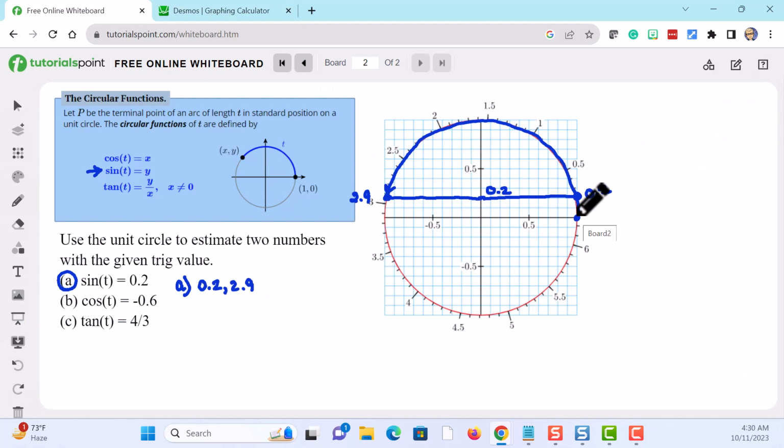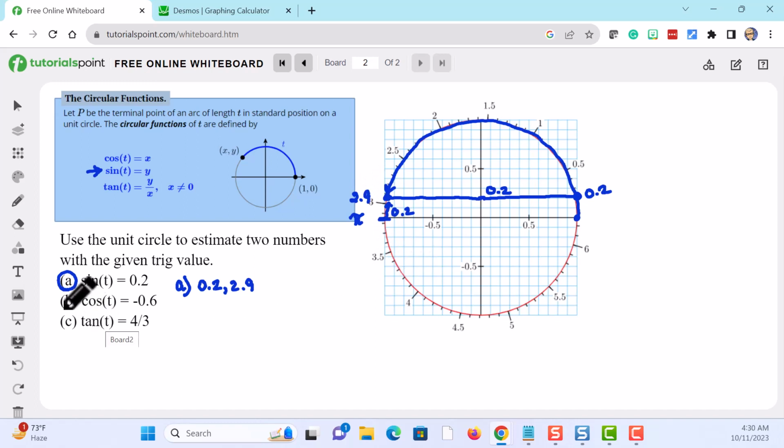Now to see why that works, you can see that if we go halfway around the circle, we get to a little bit past 3.1. That's actually pi. Pi is 3.14. And then what we need to do is to take away this little piece in here, and that's 0.2. So take pi, subtract 0.2, and that gives us the 2.9.